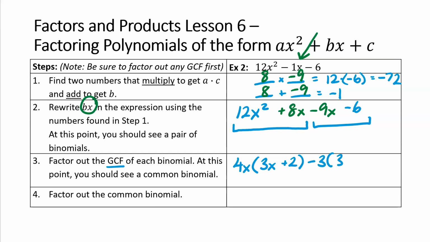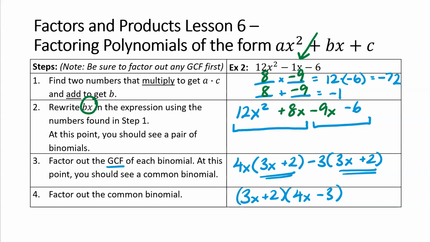Negative 3 times 3x would equal negative 9x. Negative 3 times a positive 2 would equal negative 6. And we know we're on the right footing at this point because we see a common binomial. So the last step would just be factor out that common binomial, 3x plus 2, being multiplied by the 4x and the negative 3. And that would be your answer.